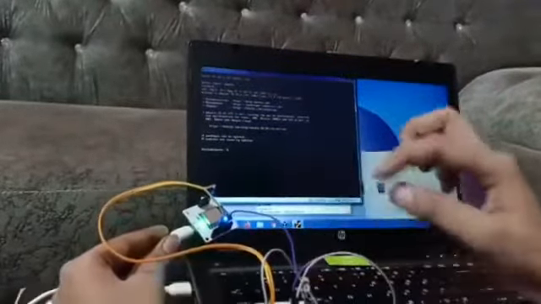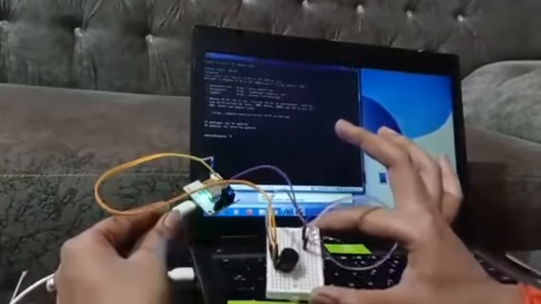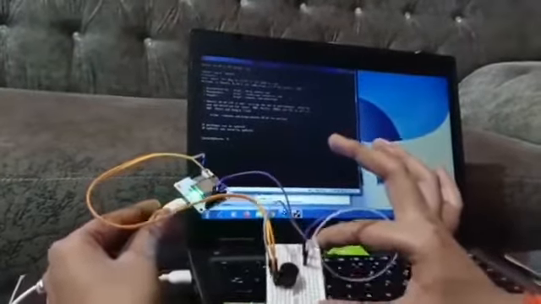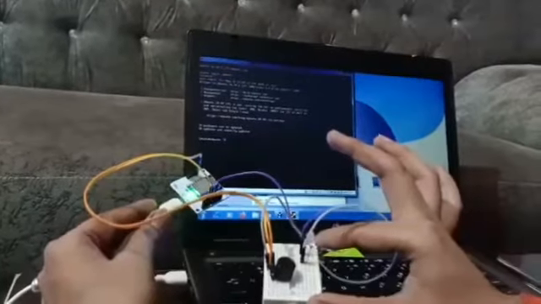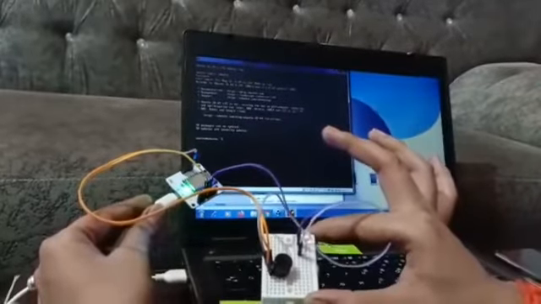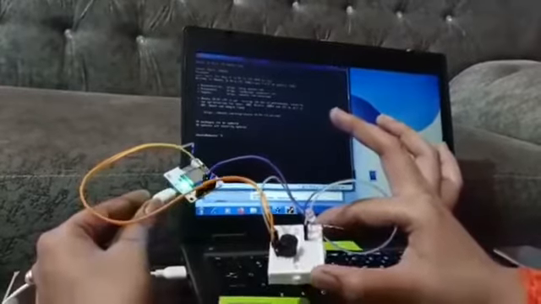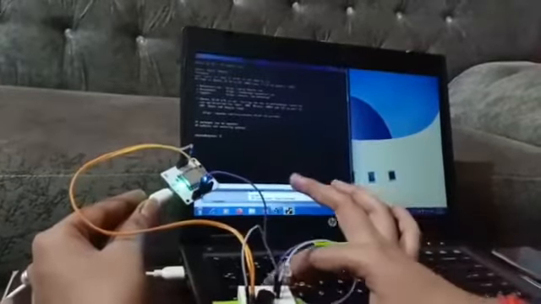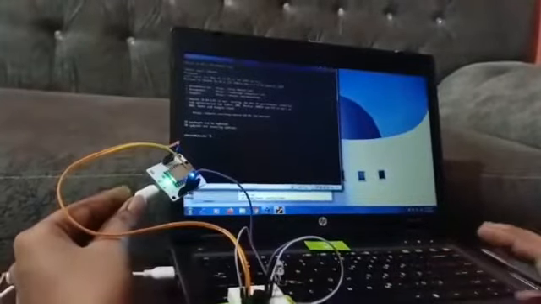For further illustration, I can show you that it has a buzzer and an LED. The LED glows when the current market Bitcoin value is lesser than our specified selling price, and when the market Bitcoin value is greater than our specified selling price, then the buzzer will beep. How it will work, we will show you, and the code is already shared with you.